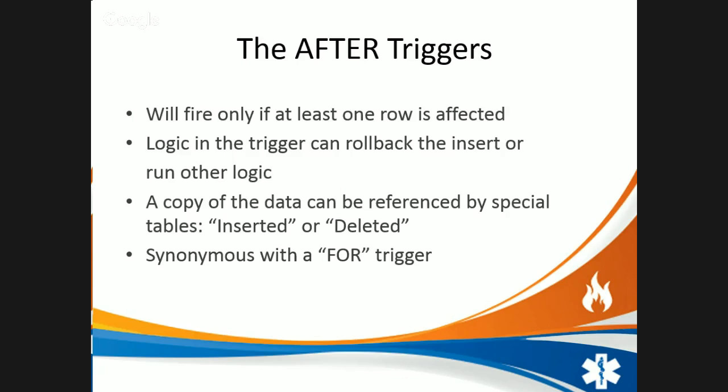Let's say you're doing an insert and you have an after insert trigger on there. You insert the rows into the table. It just kind of keeps it in memory, and then it does the trigger. And then after the trigger is completed, if you didn't roll it back, then it will actually write that to the table. The after trigger is synonymous with the for trigger, so you might see a create trigger for table for insert.